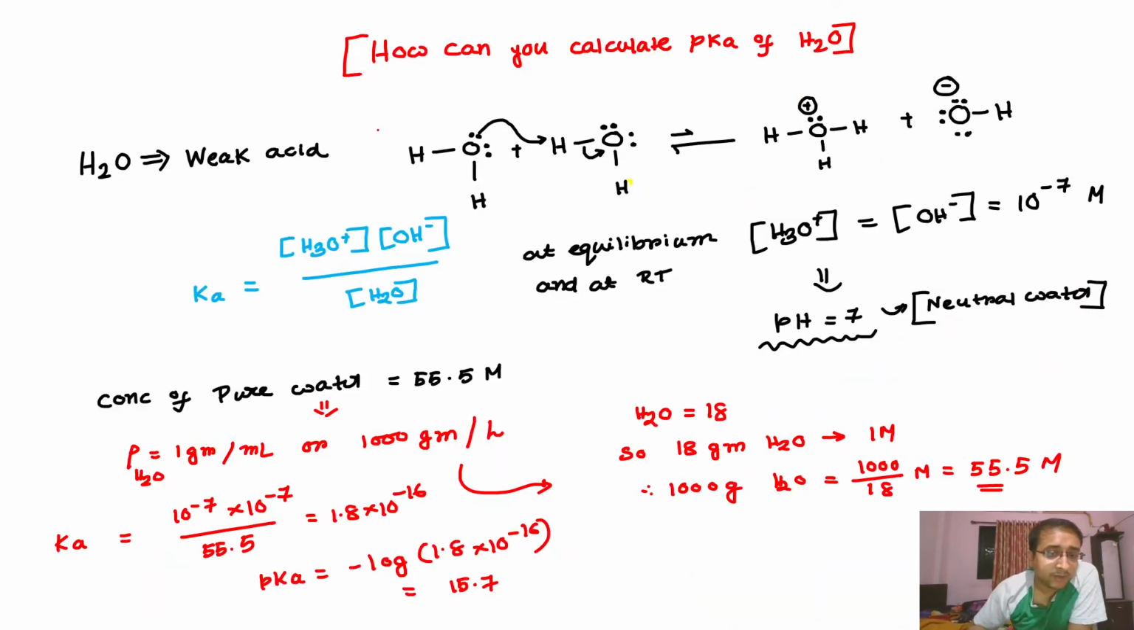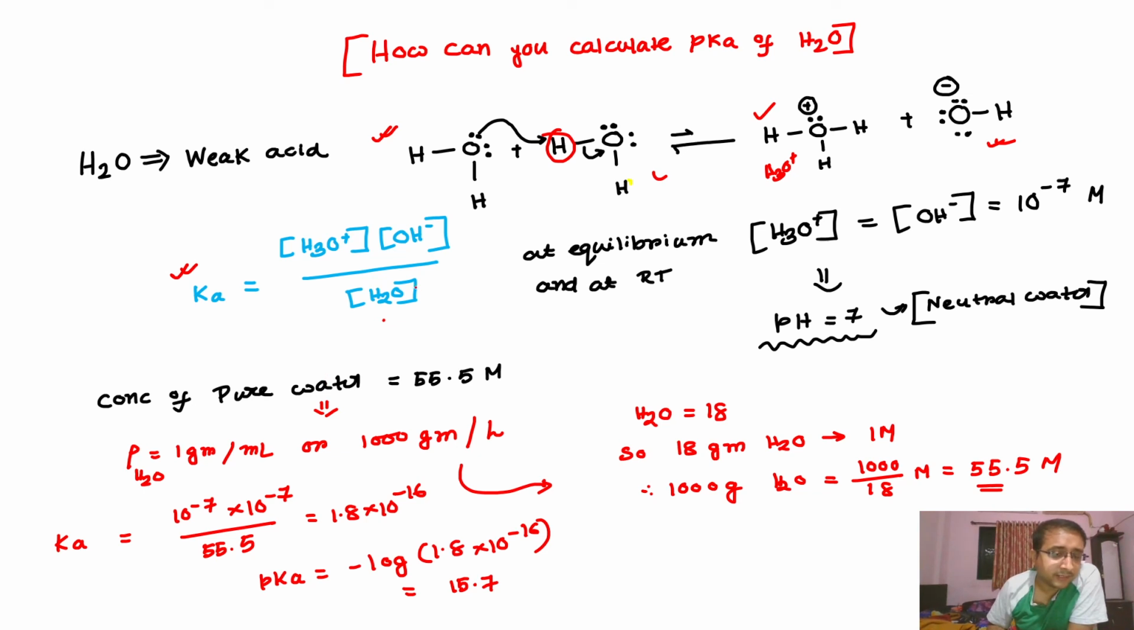The water molecule will participate in an acid-base reaction like this. One water molecule will take a hydrogen atom from another water molecule, so this water molecule is converted to H3O plus, and the other is converted to OH minus. So the Ka value, or the acid dissociation constant, will be equal to the concentration of hydronium ion times the concentration of hydroxide ion divided by the undissociated water molecule.